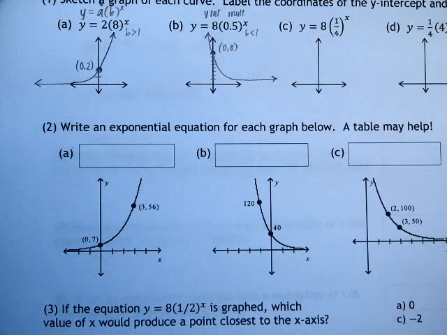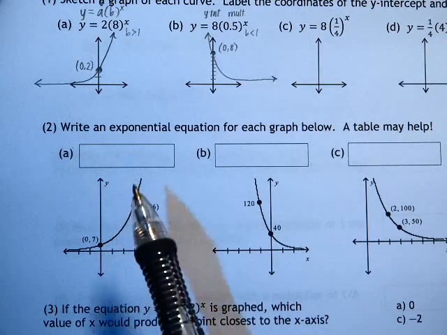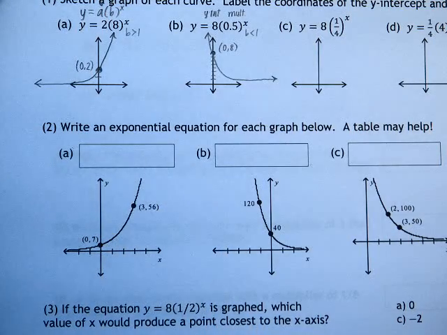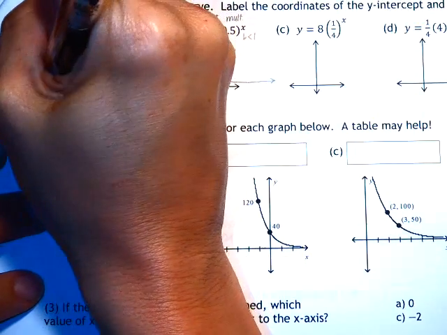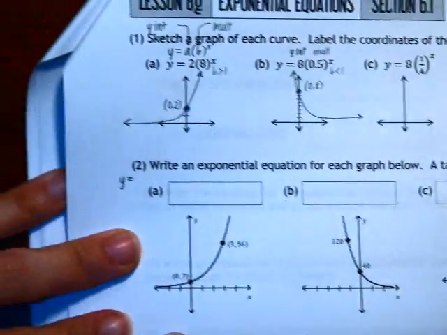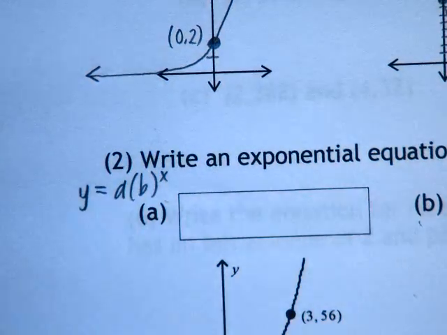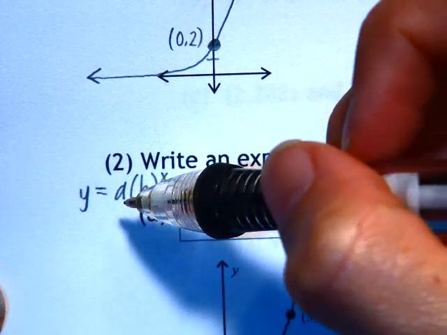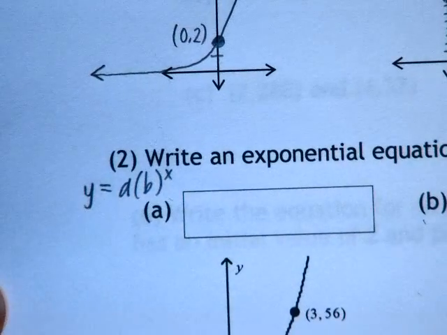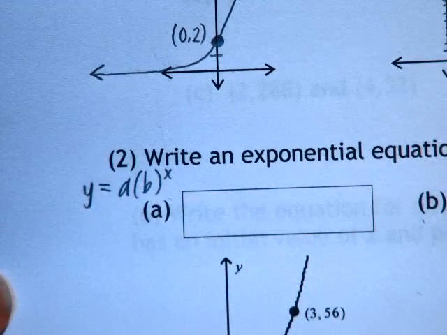Question number 2 is essentially the reverse of question number 1 in that they're giving you the graph and asking you to write the exponential equation. Again, it's worth noting that the structure of the exponential equation is y equals a times b to the x. So that's the structure that we're expecting in all of our answers, which means we need to know the value of the y-intercept and we need to know the value of the multiplier to be able to write our equations.